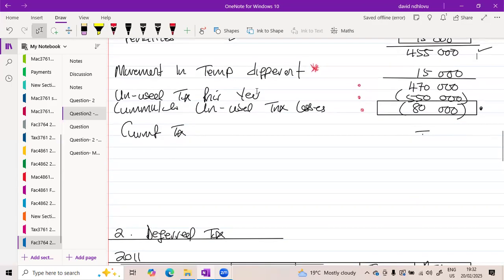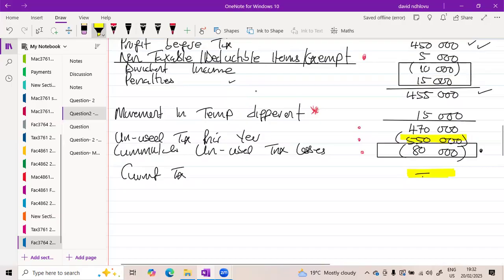But we did not put any current tax here, simply because of the previous year's tax, but it doesn't change the fact that our current tax is 470,000 times 0.28, which is 131,600. Right, are you following? If you say 470,000 multiplied by 0.28, it would have given you 131,600. So that amount would have represented your current tax for the year, had it not been for the 550. Are we clear about that?